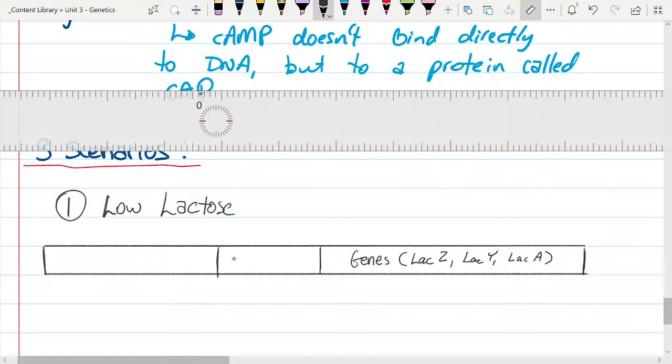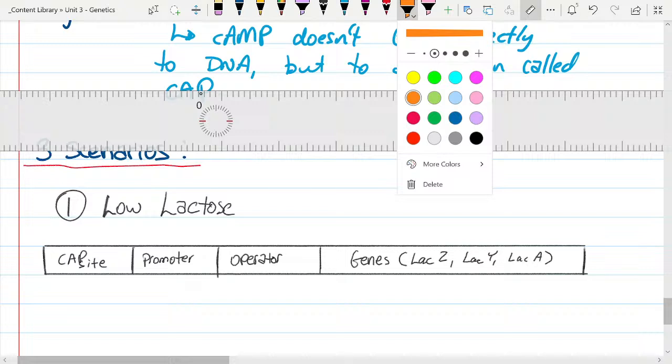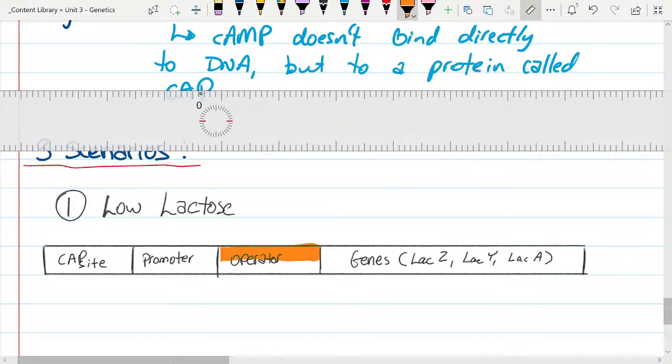And before the genes, we have the operator. And before the operator, we have the promoter. And before the promoter, we have the CAP site. Remember, the promoter is where RNA polymerase is going to want to bind. But RNA polymerase can only bind if there's something present on the operator. And what we're going to find here is that on the operator, we have the inhibitor protein.